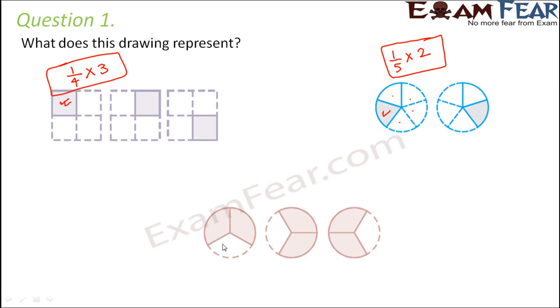Let's look at the third one. Here again you have a circle where 2 parts out of 3 parts are shaded. So it is 2 by 3 and you have 3 such circles. So this is 2 by 3 multiplied by 3.